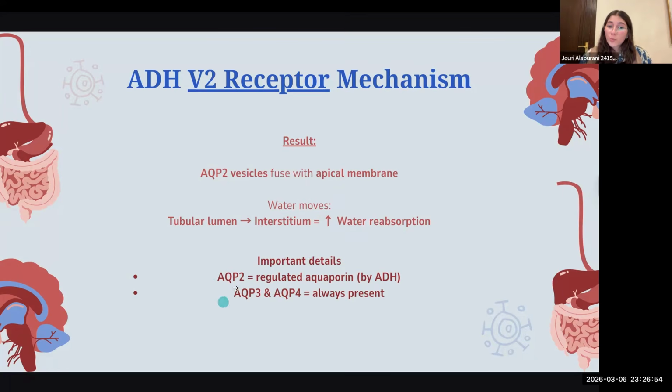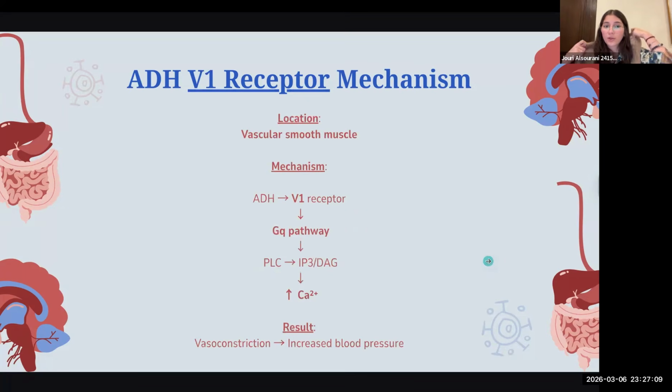Something quick to note, we have aquaporin 2, 3, and 4. Aquaporin 2 is what's regulated. It is regulated by ADH. We can't just have aquaporin 2 fusing alone, okay? It is regulated by ADH, but aquaporin 3 and 4, they're always present. They don't need ADH. Okay, that was for the V2 receptor.